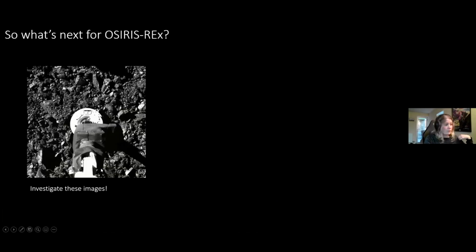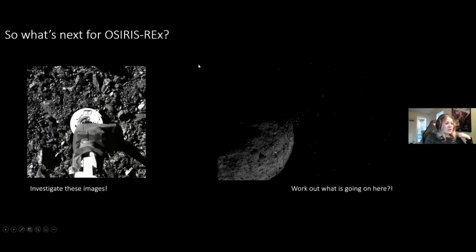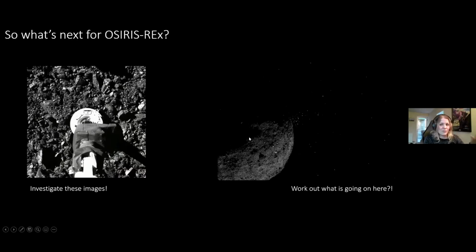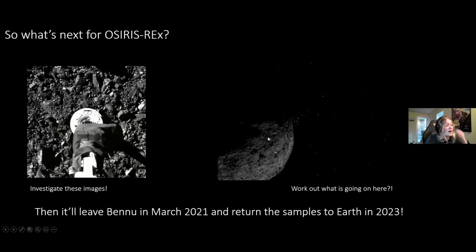So final thing I'm going to say, what's OSIRIS-REx doing now? They're going to be analyzing the images that were taken during this touchdown event. They're also going to be trying to work out what's going on. Bennu's doing something a little bit strange. It seemingly at random expels some material in a bit of a random way, and it's still up for debate why that's the case. And so I reckon the scientists are going to be looking at that a lot over the coming years. But then OSIRIS-REx is actually going to leave Bennu in 2021 and hopefully return the samples in 2023.